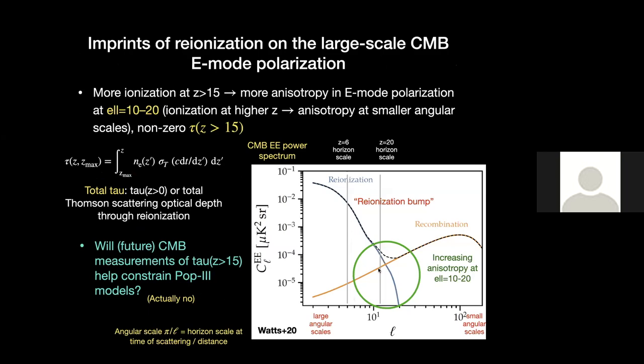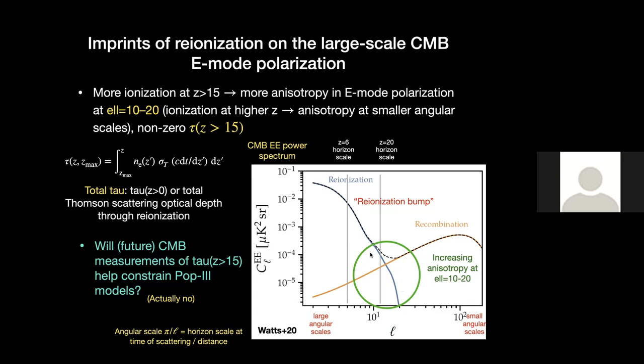Well, let's come back to this reionization bump plot here. So the idea is that for ionization events happening at higher redshifts, those anisotropy in the E mode will correspond to smaller angular scales, because the ionization events are further away from us and the horizon scales are also smaller compared to low Z ionization. So if there is significant ionization by POP3 at redshift larger than 15, then we would expect to see more angular anisotropy at L of about 10 to 20-ish. So these are slightly smaller angular scales compared to the entire reionization bump.